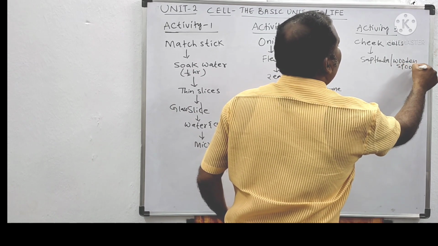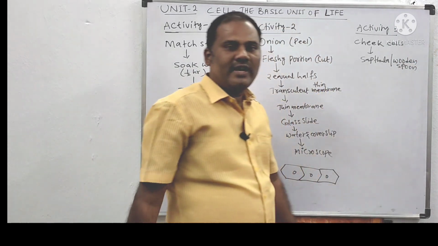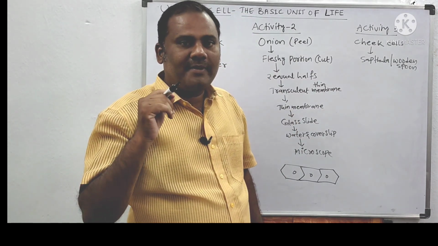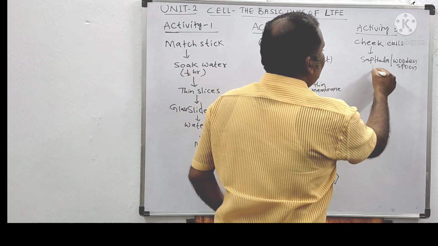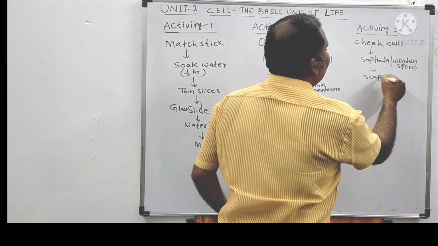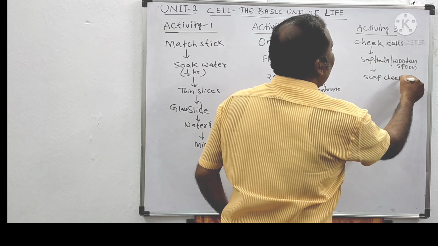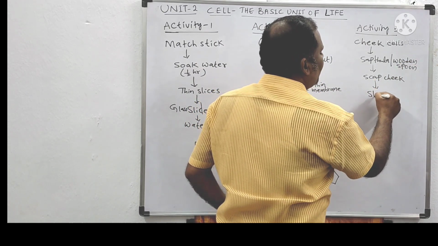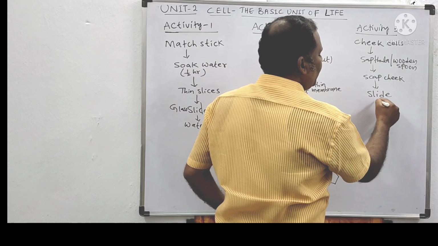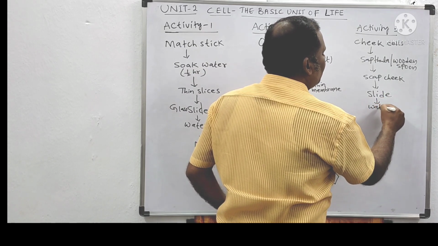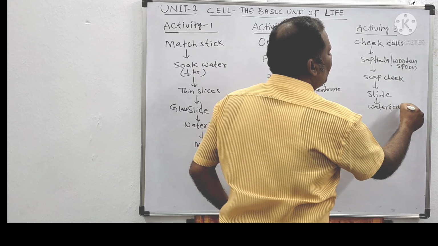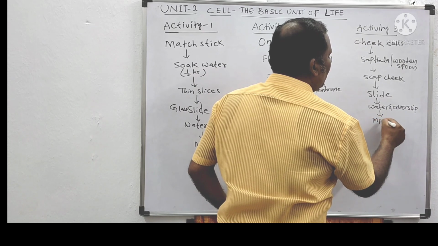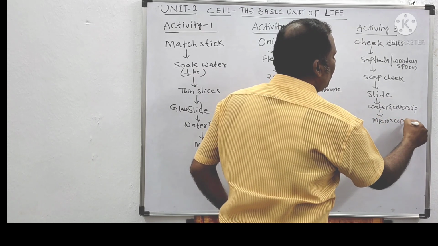You know, while eating ice cream, you get this wooden spoon. With that wooden spoon you have to gently scrape your inside cheeks. Then take that scraping on a glass slide, add some water, cover it with a cover slip, and then you can see it under the microscope.